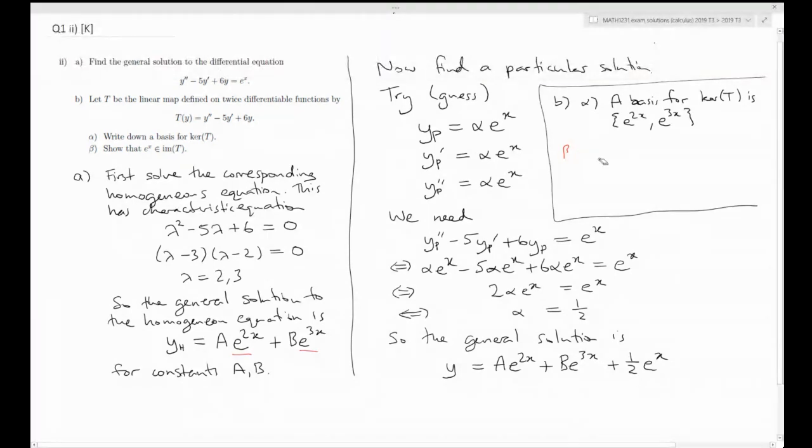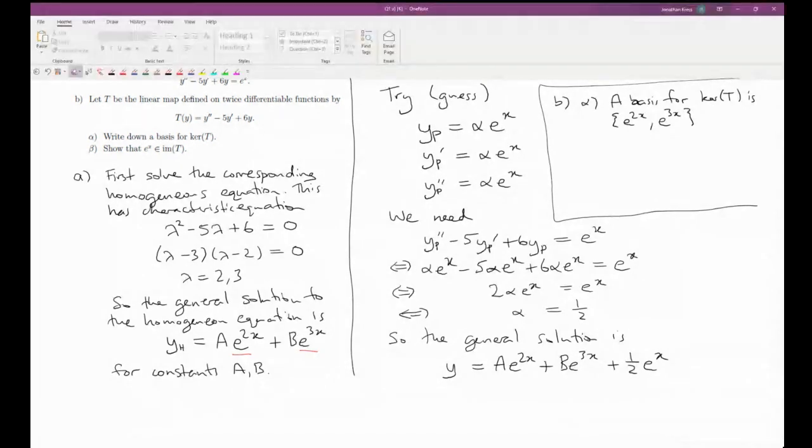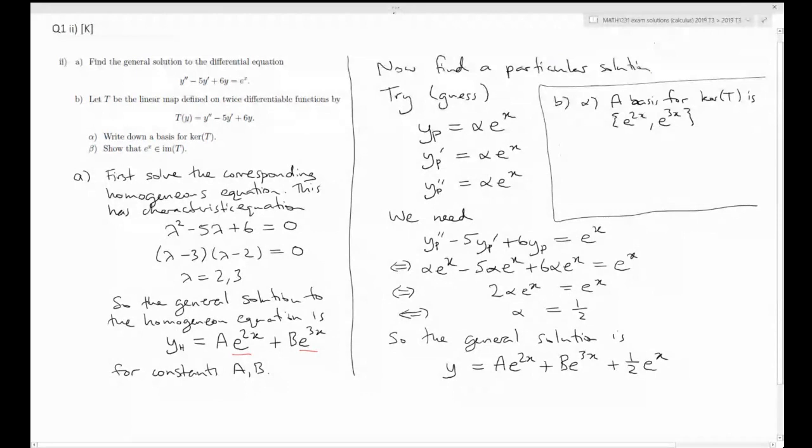Let me just get rid of that red. Now for beta, what are we supposed to do here? Show that e to the x is in the image of T. How do we show that? Well, what we need to do is find something that you can put into T for y that gives us e to the x. And that is exactly what the particular solution was doing.